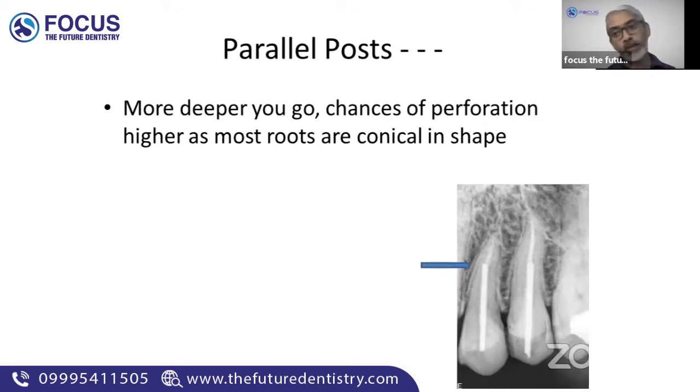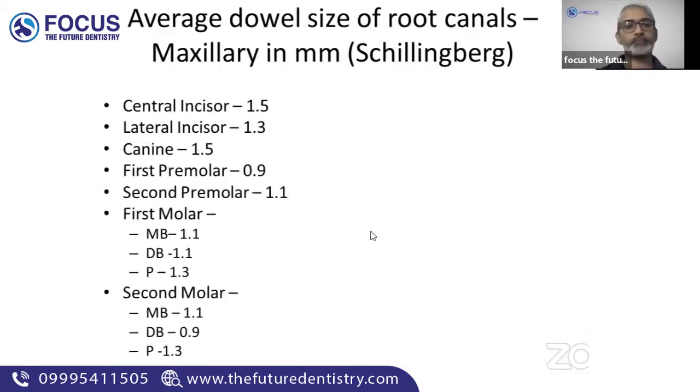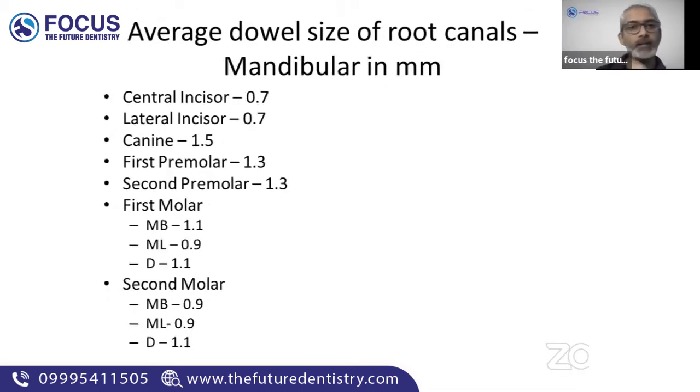Plus, over a long period of time, there are high chances that a crack can develop in this particular area, which is not desirable. Now, this is a table from Schillingberg with the average sizes of post space which you need to prepare while you are doing a post and core. This is for the maxillary and this is for the mandibular. So you can use this as a guide when you do your post and core.